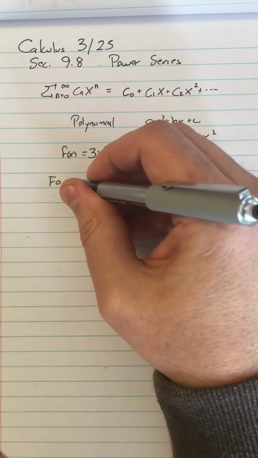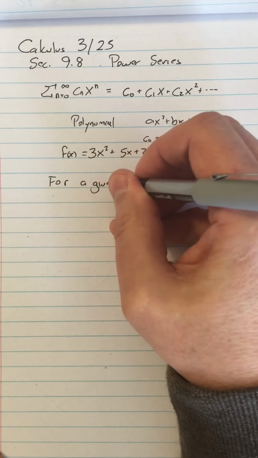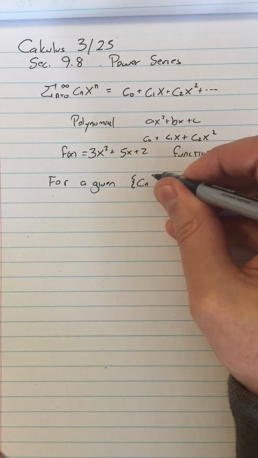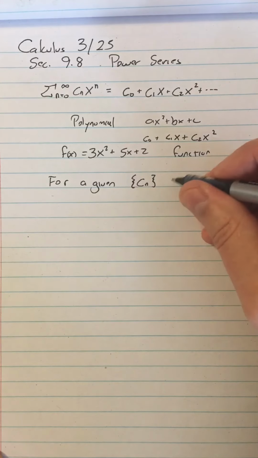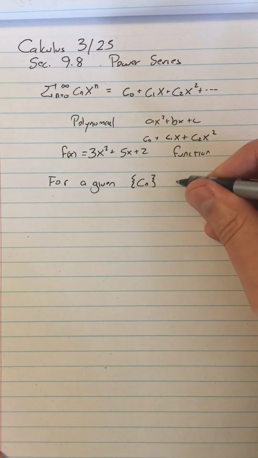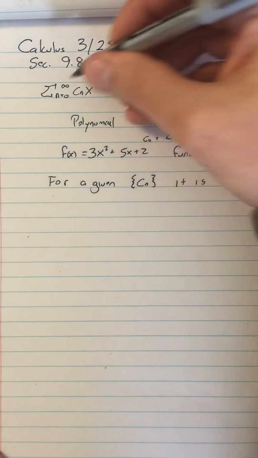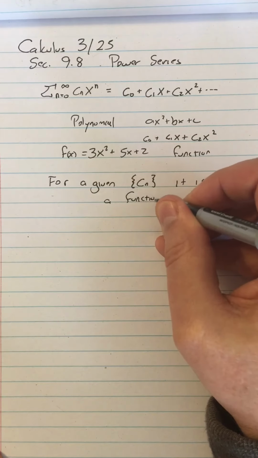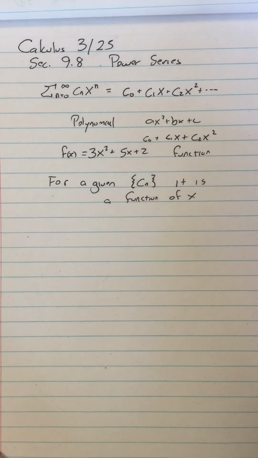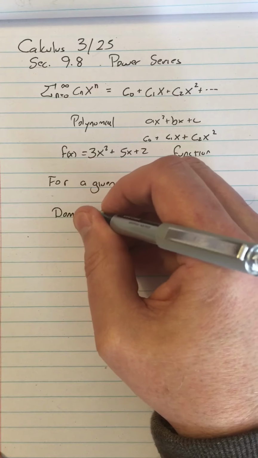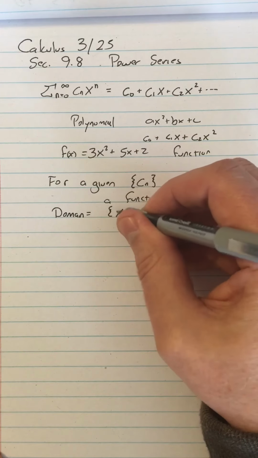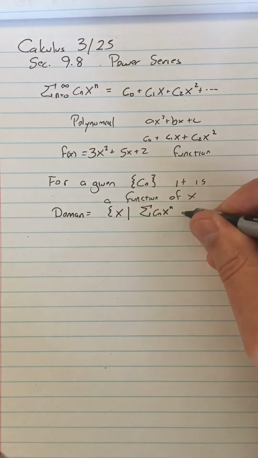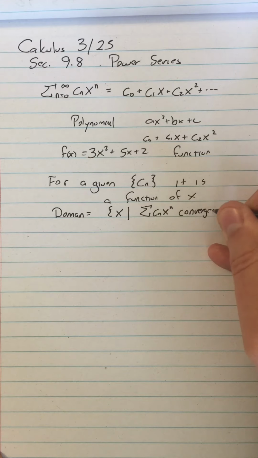So for a given series of coefficients, c is for coefficient, these are the coefficients. So for a given sequence c sub n, the series is a function of x. As such, it has a domain. The domain of the function is the set of numbers x such that the sum of c sub n x to the n converges, because it's not always going to converge.